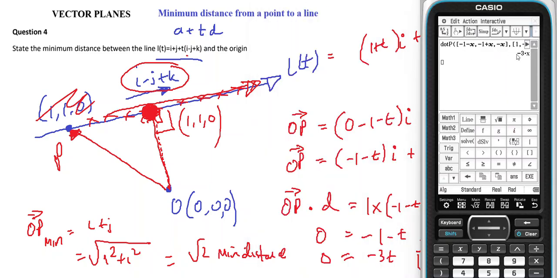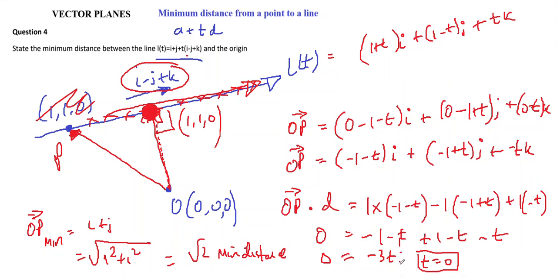So that gives me -3x. If I take equal to 0, then obviously x is going to equal 0. And that's where I get my answer down to here. So that's how you do it.